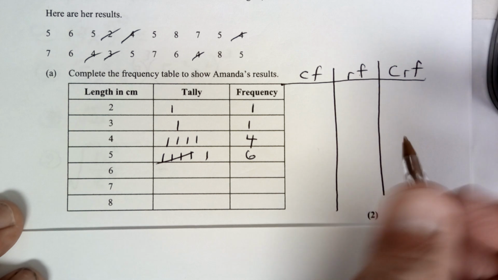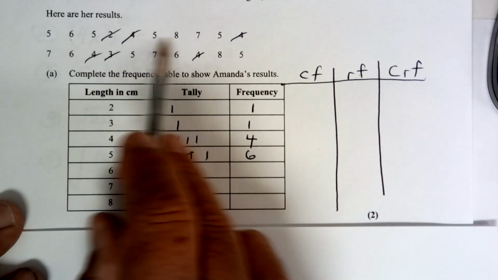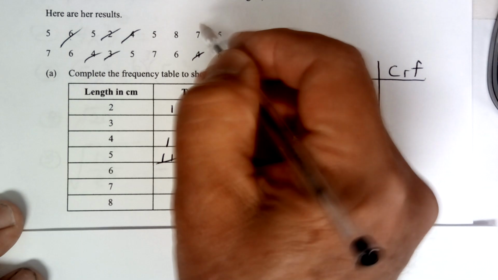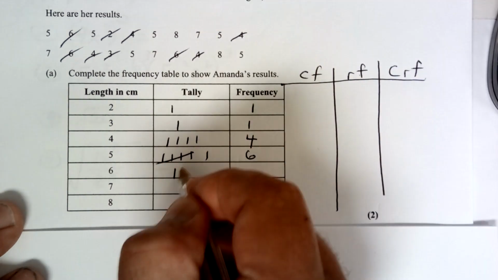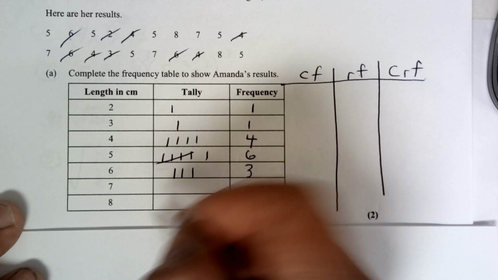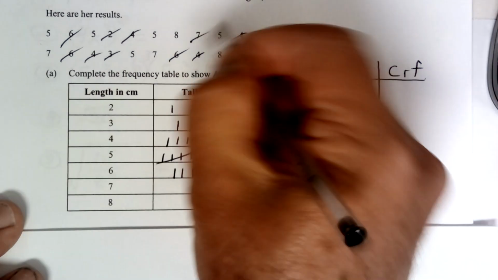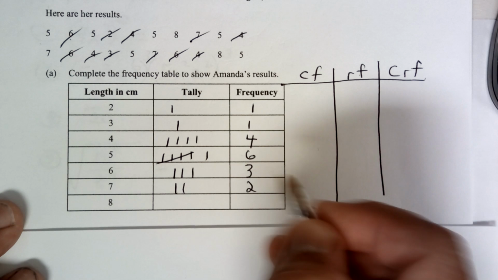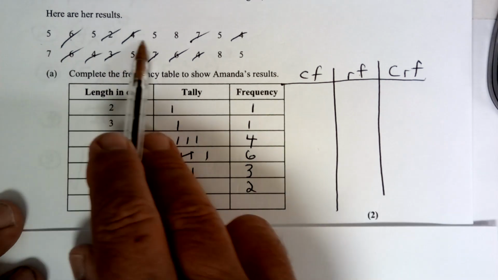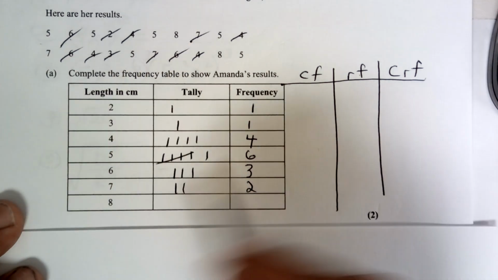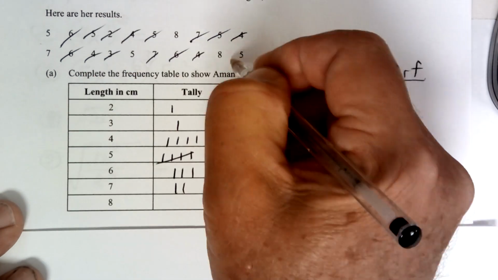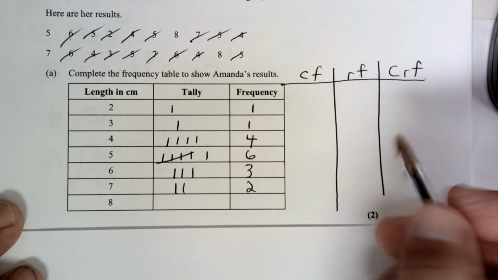6. There's 1, 2, 3. There's 3 6s. 7. There's 1, 2, 2 7s. And then 8s. Looks like I didn't mark the 5s. 1, 2, 3, 4, 5. And then the 8s would be 1, 2.